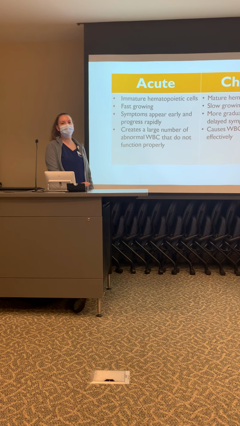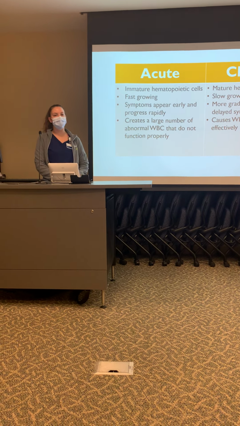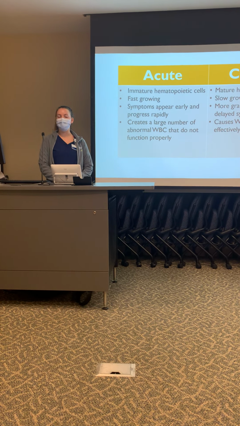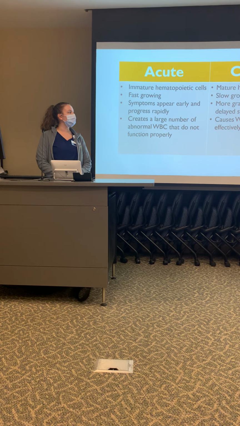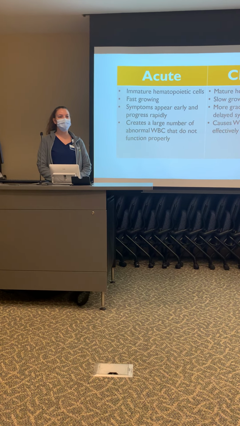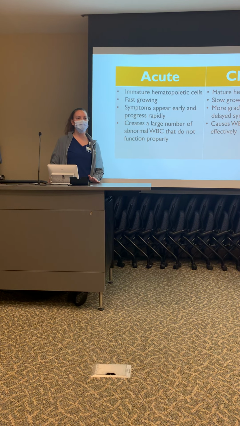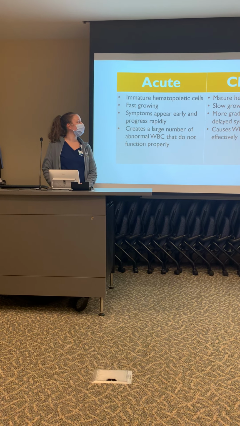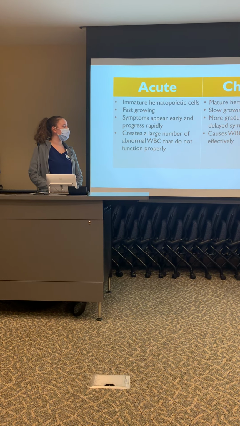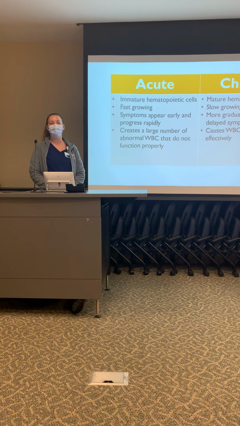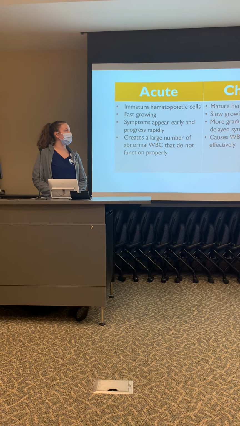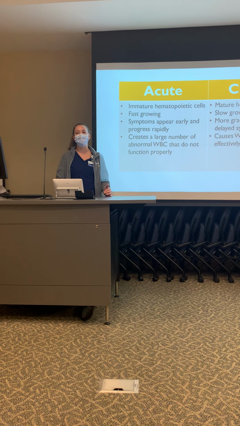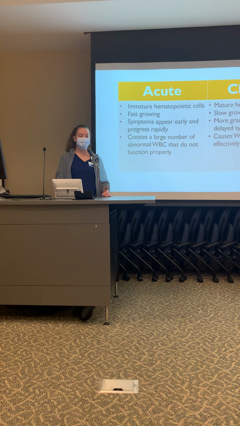Acute is fast growing, and the symptoms appear early and progress rapidly, so we want to get treatment rapidly as well. Whereas chronic is more slow growing and the symptoms have a more gradual onset. The patient may have leukemia for years and not present with any symptoms until later on in their disease. Acute leukemia creates a large number of abnormal white cells that don't function properly, whereas chronic, since it originates in the mature cells, causes the white blood cells to function less effectively, but they do appear mature.